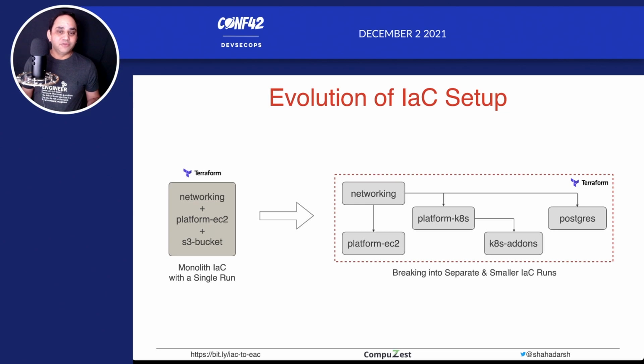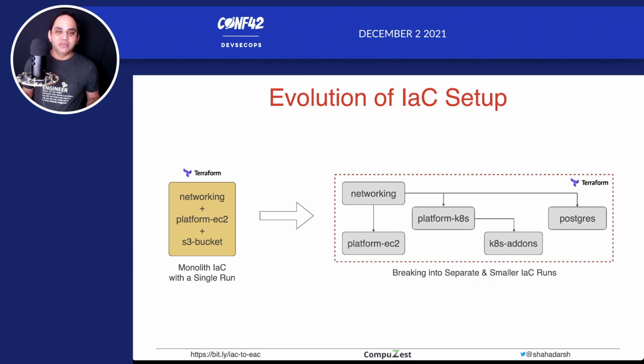Here's a typical evolution of your IaC. You probably start with a very simple setup, a monolith IaC with a single IaC run. If you are using Terraform, then that means a single state file. As you can see in the diagram on the left, it has networking, platform EC2, and S3 bucket all in a single monolith IaC run.